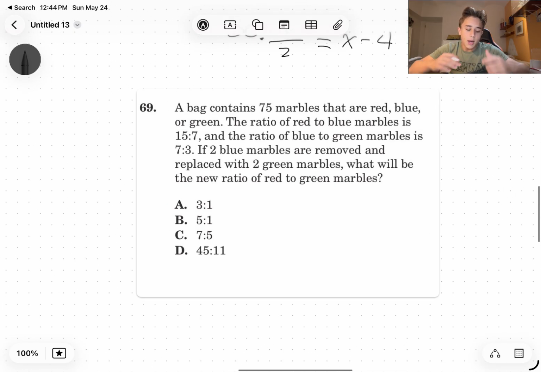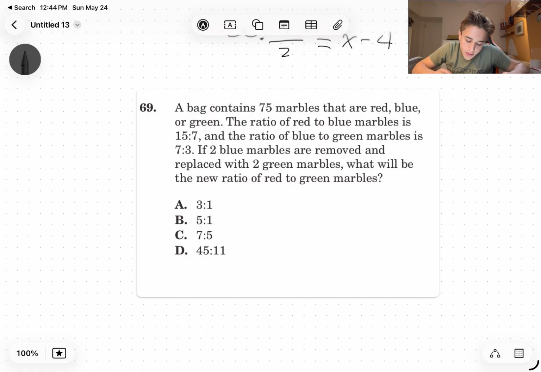Okay. A bag contains 75 marbles that are red, blue, or green. The ratio of red to blue marbles is 15 to 7, and the ratio of blue to green marbles is 7 to 3. If 2 blue marbles are removed and replaced with 2 green marbles, what is the new ratio of red to green marbles? So what we're first going to need to do is find exactly how many red, green, and blue marbles there are in the bag.